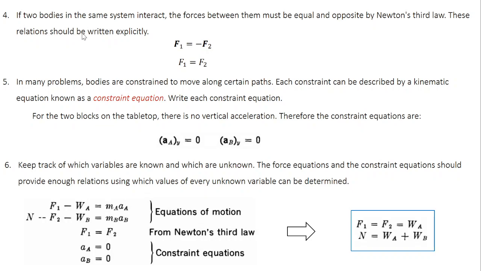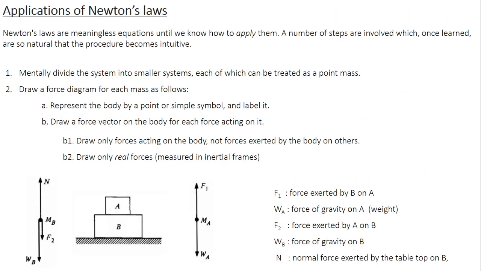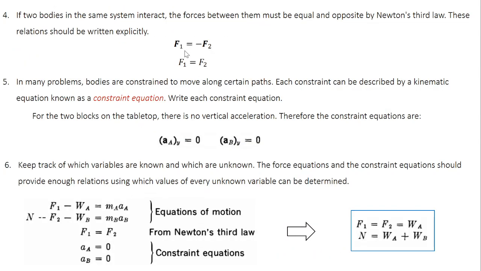Now fourth step, if two bodies in the same system interact, the forces between them must be equal and opposite by Newton's third law. So these relations should be written explicitly. So we have two interaction forces, F1 force exerted by B on A, similarly F2 force exerted by A on B. From Newton's third law, F1 is equal to minus F2, or if you are considering only the magnitude, F1 equal to F2. So in addition to equations of motion, you have additional equation from Newton's third law.